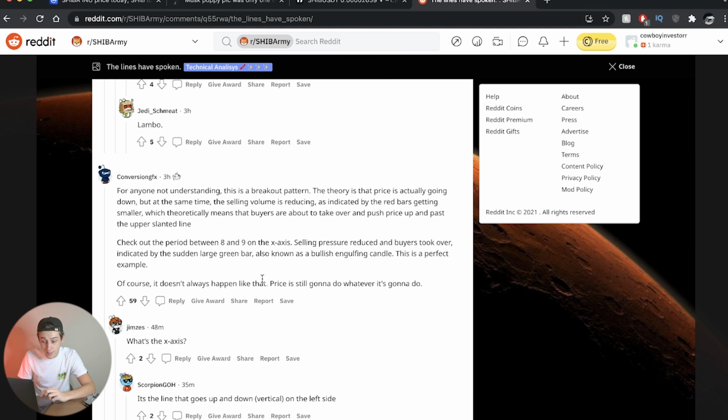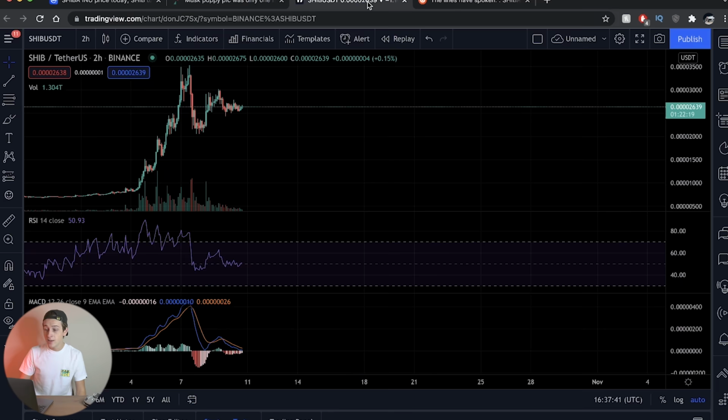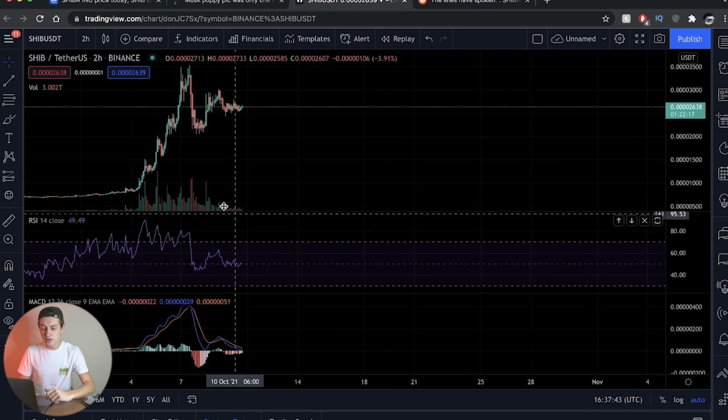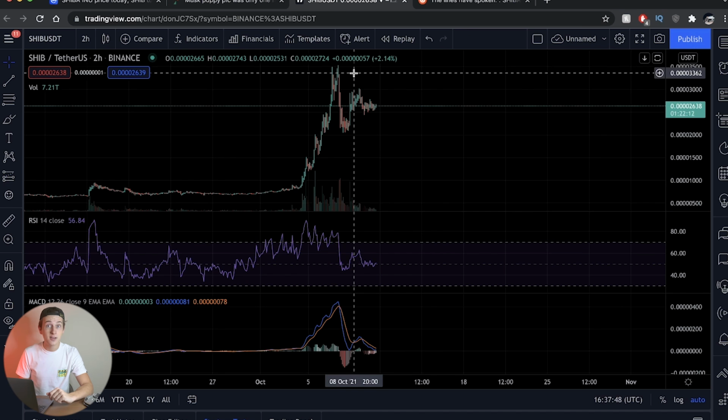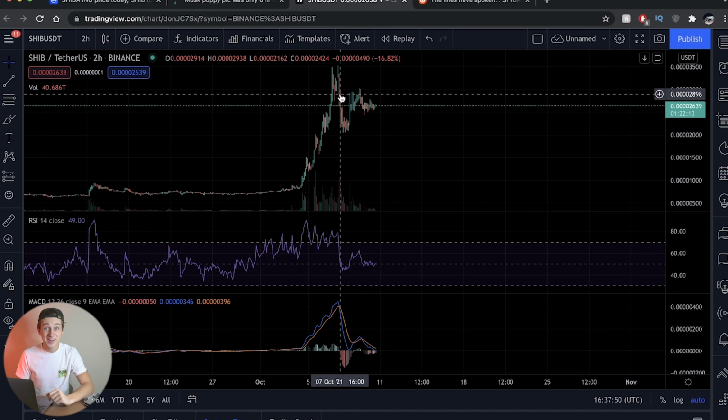Of course, this doesn't always happen like this. Price is still gonna do whatever it's gonna do. So keep that in mind, obviously, that technical analysis is a great way to try to predict certain price trends and different breakouts. But again, it's not always guaranteed. We love to always see when technical analysis totally fails and jukes us out on a certain move. It does happen quite frequently. But again, it is still a relatively valid measure of trying to predict some of these breakouts.